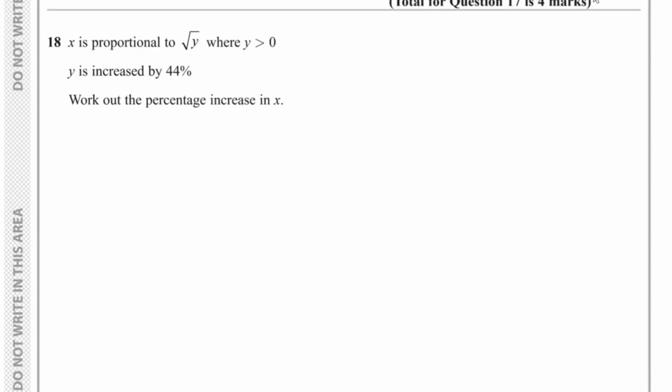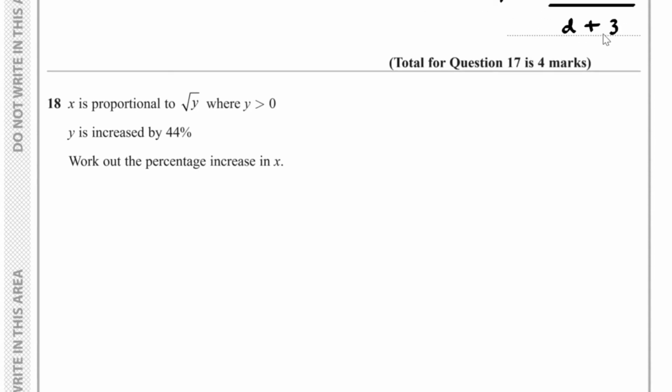Question number 18. X is proportional to the square root of y, where y is greater than 0, and y is increased by 44%. We have to work out the percentage increase in x. Well, if x is proportional to the square root of y, we can say x is equal to k multiplied by the square root of y, where k is a constant.